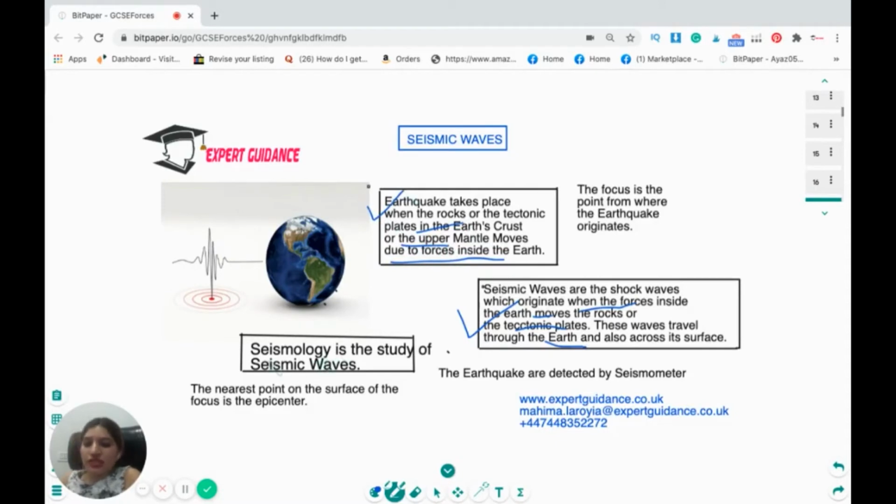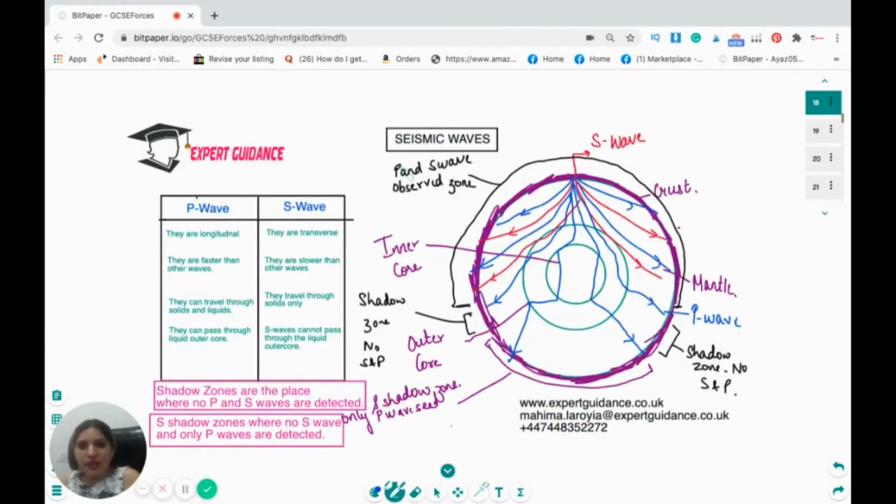Seismology is the study of seismic waves. The nearest point on the surface to the focus is the epicenter, and the device used to detect an earthquake is the seismometer. Now, if you look at the seismic waves, there are 2 types of waves, the P wave and the S wave.